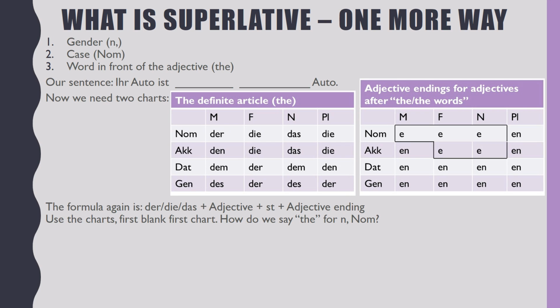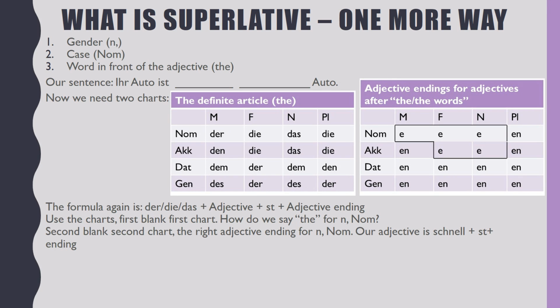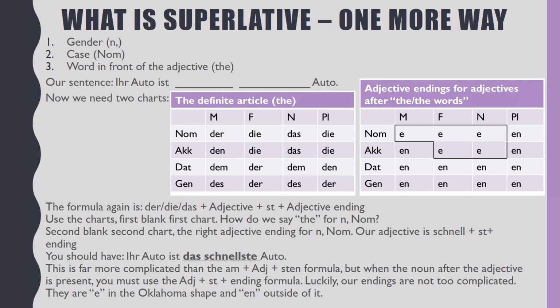Use the charts. First blank, first chart. How do you say the for neuter nominative? The second blank, you use the second chart. The right adjective ending for neuter and nominative. Our adjective is schnell, plus you have to add st, plus you have to add the correct ending. You should have Ihr Auto ist das schnellste Auto.